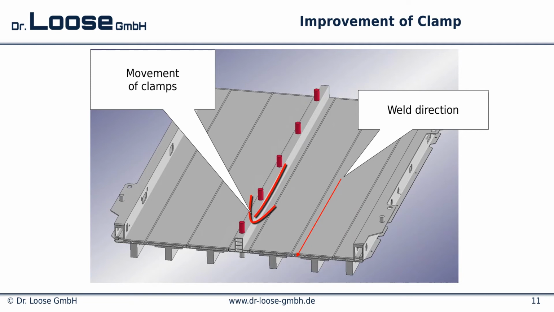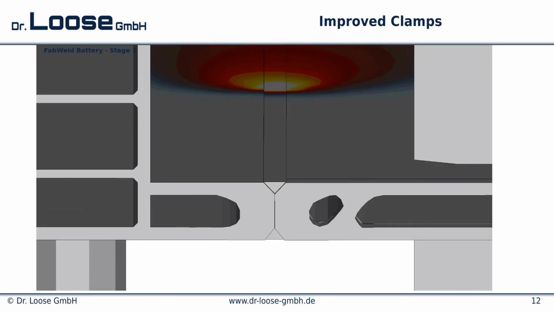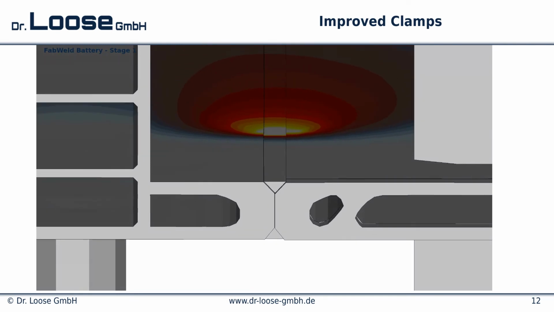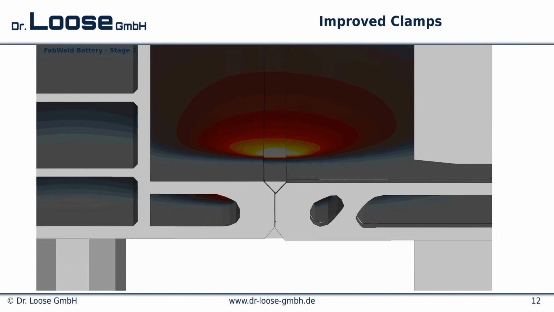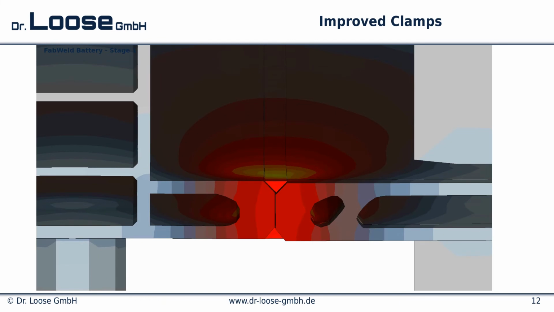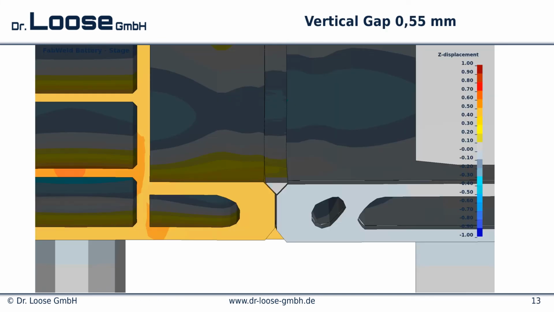How to improve the clamp situation? The clamps on the top and bottom side of the middle profile are moved in weld direction to the end of the battery tray. The movement of the middle profile in vertical direction is hindered. The gap cannot form as wide as before. Now the vertical gap is reduced to 0.55 millimeters.